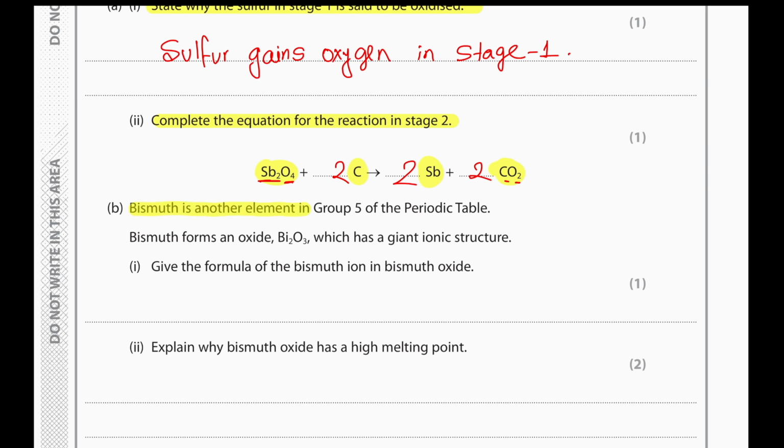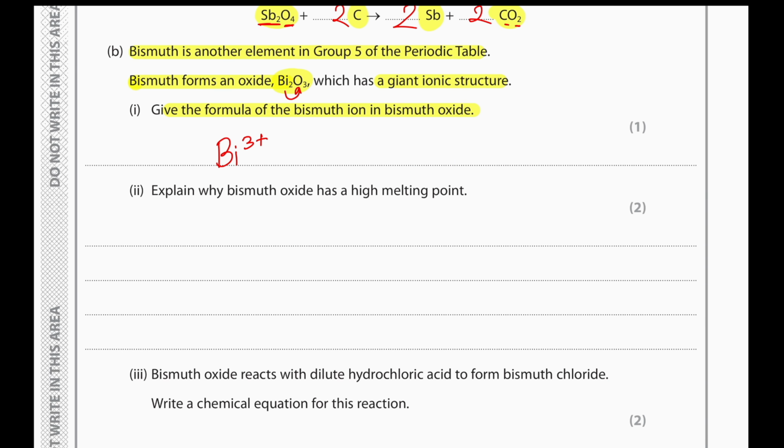Bismuth is another element in group 5 of the periodic table. Bismuth forms an oxide Bi2O3, which has a giant ionic structure. Give the formula of the bismuth ion in bismuth oxide. We know that the valency gets exchanged, so the 3 is for the bismuth, so we will say Bi3+. Explain why bismuth oxide has a high melting point. So you see there are Bi3+ ions and O2- ions present.